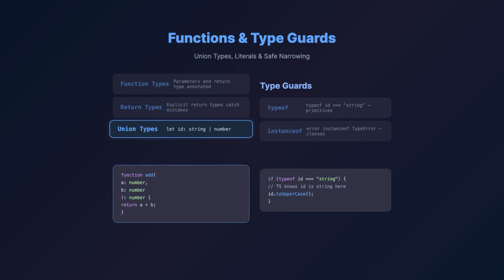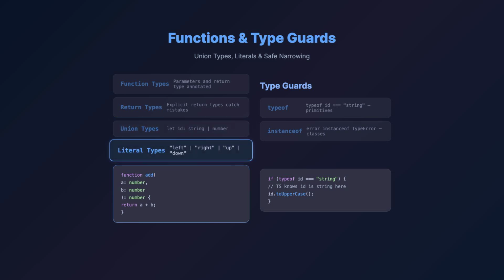Union types let a value be one of several types. let id: string | number. ID can be a string or a number. The pipe symbol means or. Literal types narrow it further. let direction: "left" | "right" | "up" | "down". Direction can only be one of those four exact strings, nothing else.